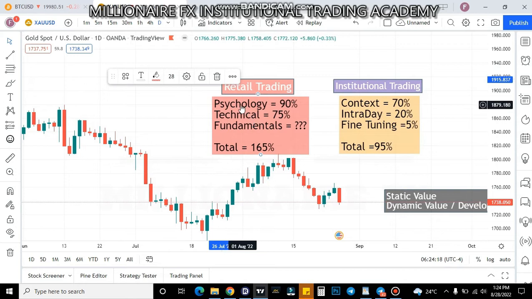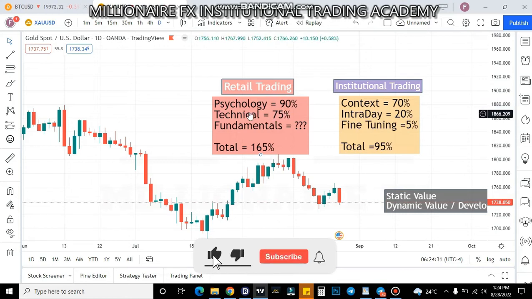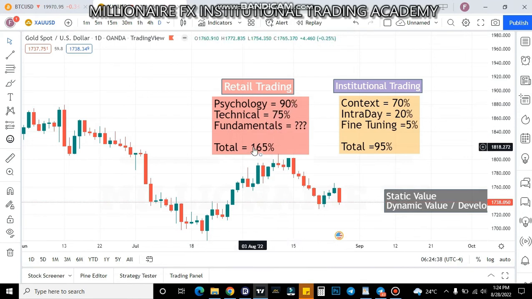You are told in retail trading, because this is the concept, that 90% of your trading is your psychology, how you think and all that stuff. And then 75% is for technical analysis. Then they have fundamentals that they never say which percentage. But adding up this much gives you 165%, and that never exists, because percentages stop at 100%.